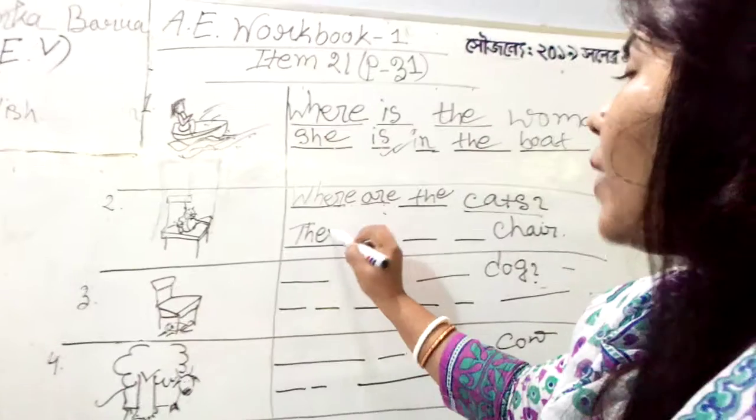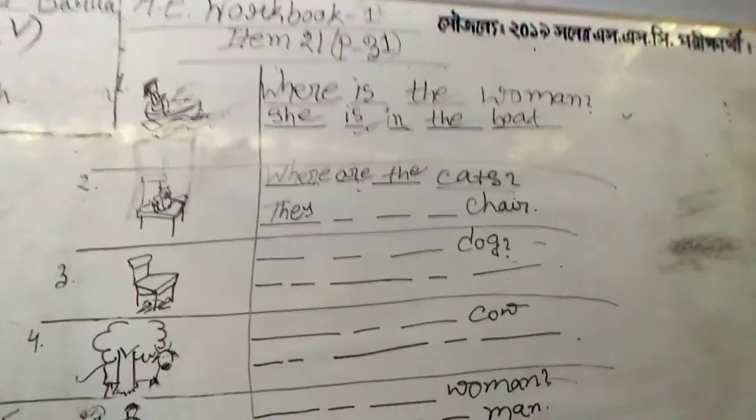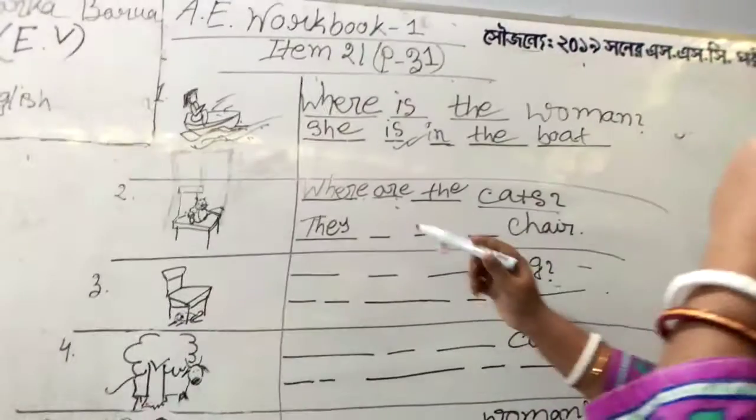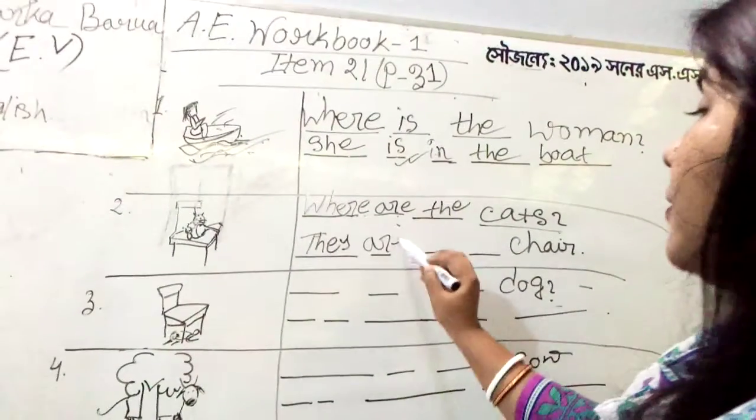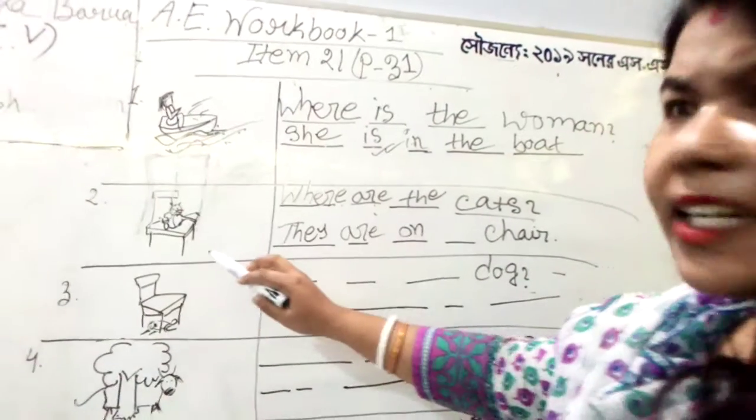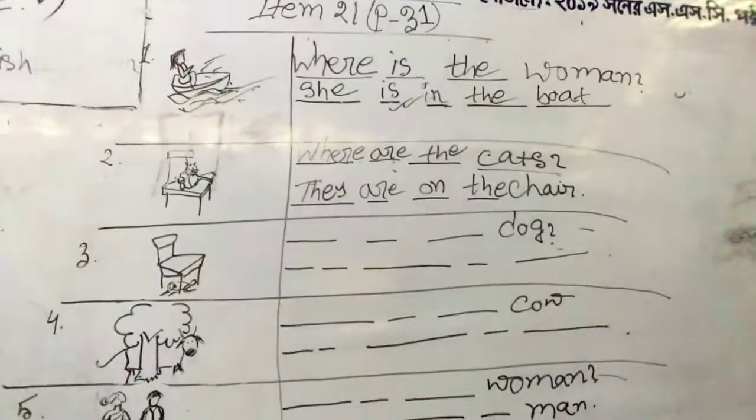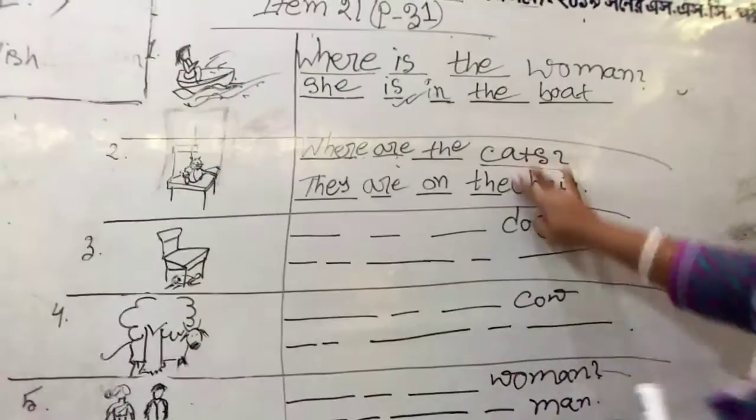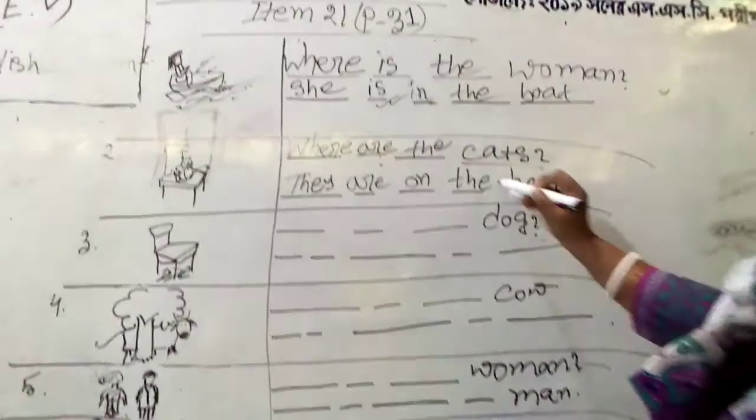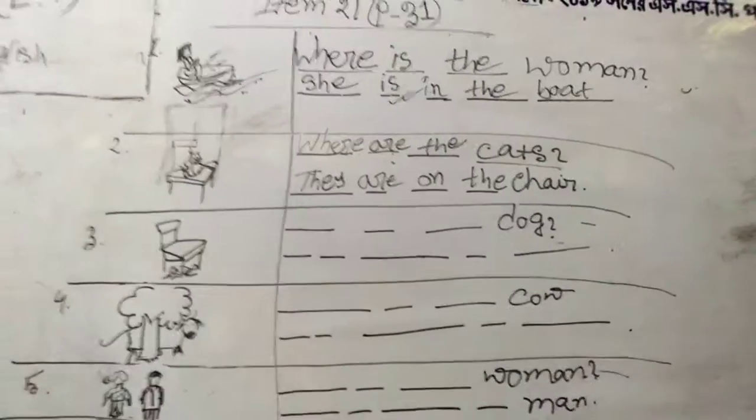They. Why is it "they"? Because we use the pronoun "they" for plural numbers. They are where? On the chair. Are they under the chair? No, they are on the chair. So, where are the cats? They are on the what? On the table? No, on the chair.